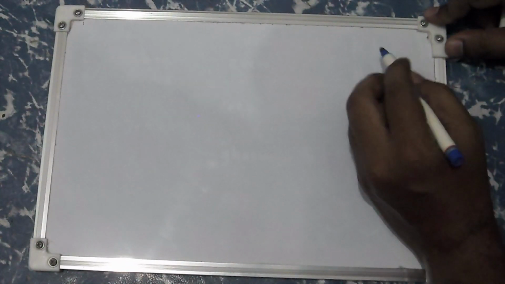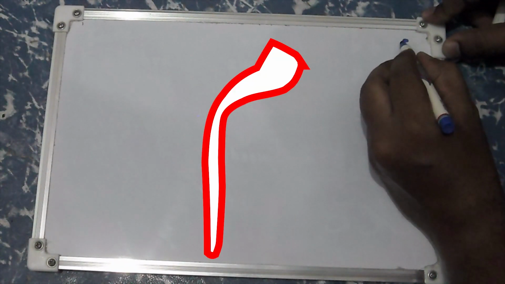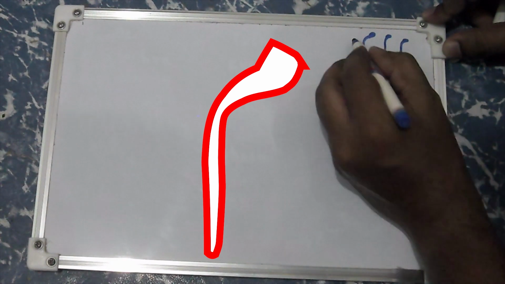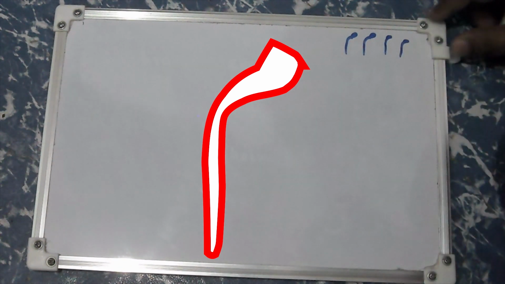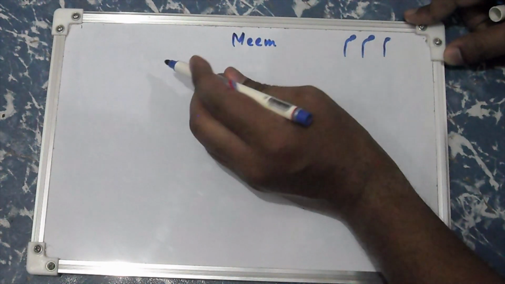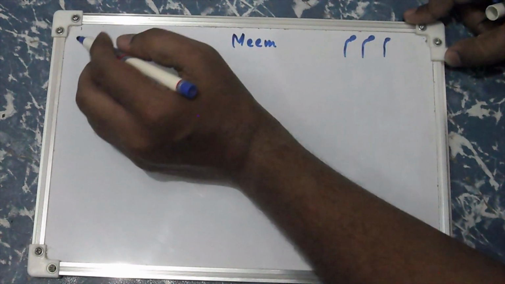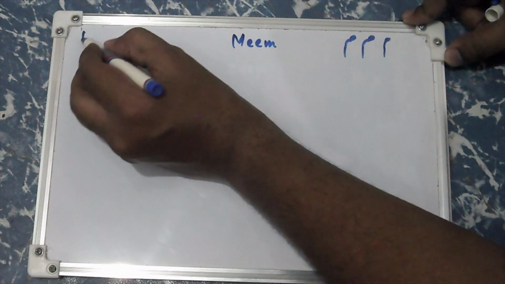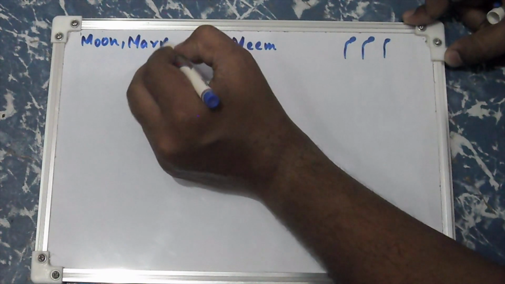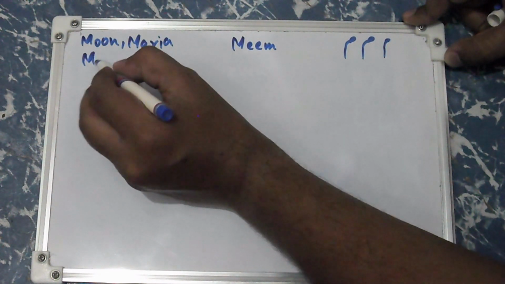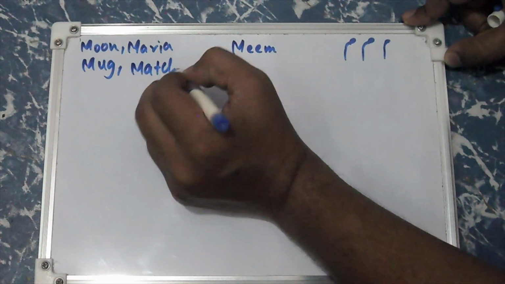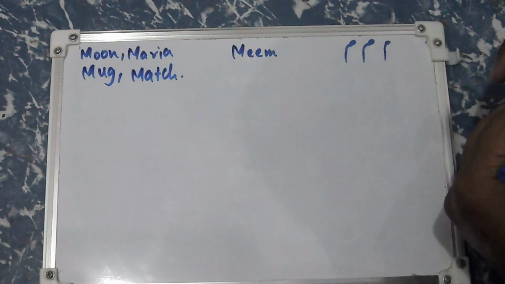And the next alphabet of today's lesson is meme. Meme. And in English language it is pronounced as meme. And the words of English language which contain the sound of this meme are moon, Maria, mug, match. So these are a few English words which contain the sound of meme.